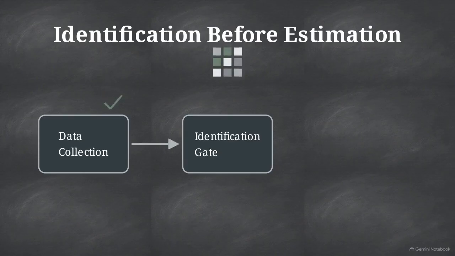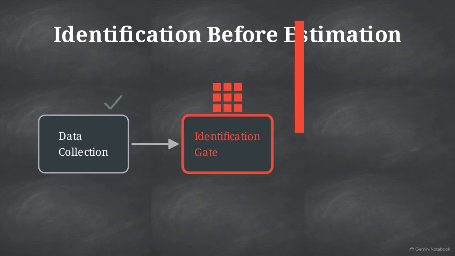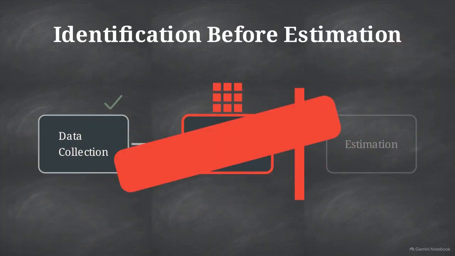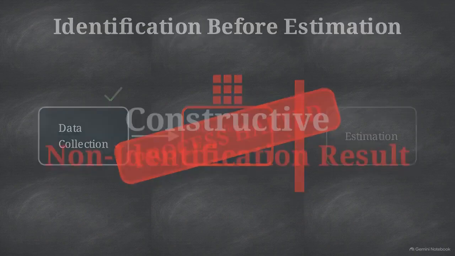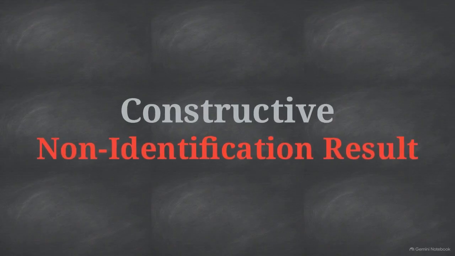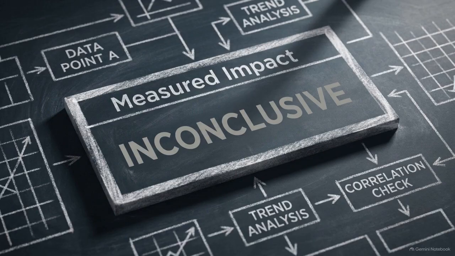This diagram maps the discipline of identification before estimation. When an observation map fails, this identification gate glows red, blocking calculation of an effect estimate. When evidence cannot distinguish contradictory outcomes, researchers halt attribution. The output is a constructive non-identification result. Stopping at non-identification prevents the illusion of measurement, protecting policy evaluation from resting on false confidence.